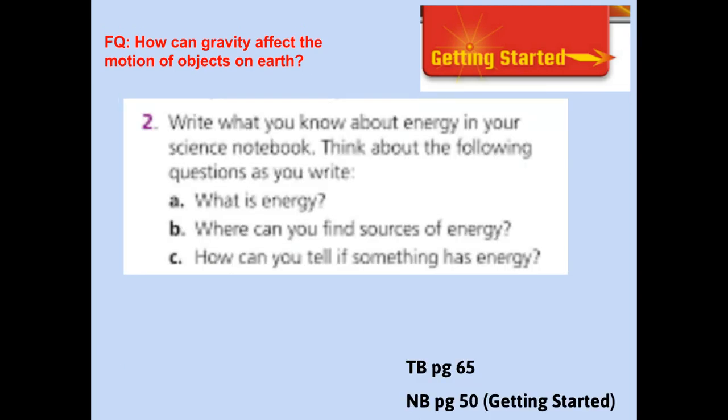As you move to page 65, the getting started, the first one just talks about keeping your notebook up to date and taking good notes. But as we move forward, number 2 asks you to write what you know about energy and think about the following questions as you write. 2A would be, what is energy? 2B is, where do you find sources of energy? And 2C, how can you tell if something has energy? You would write this in your notebook on page 50, the getting started page. It's also on page 65 in your textbook. So just getting you thinking about energy.